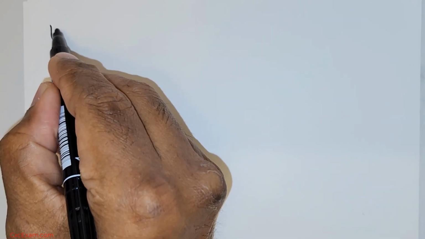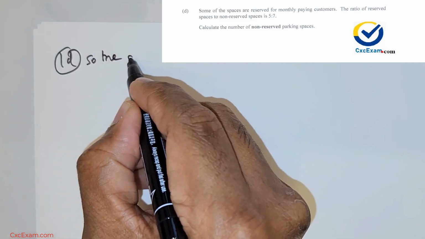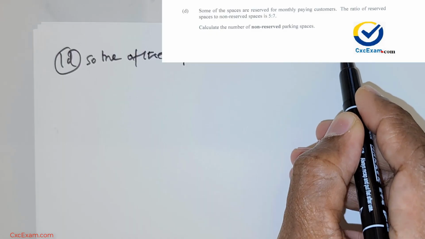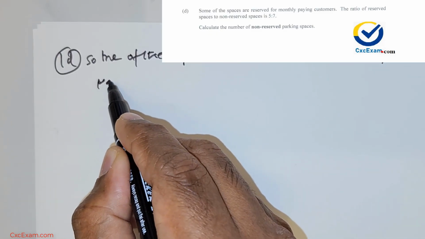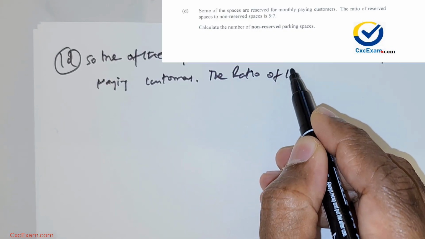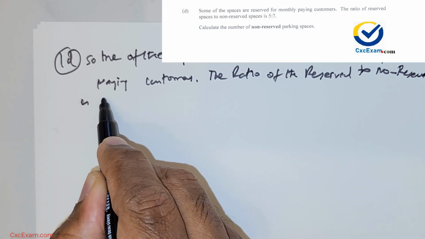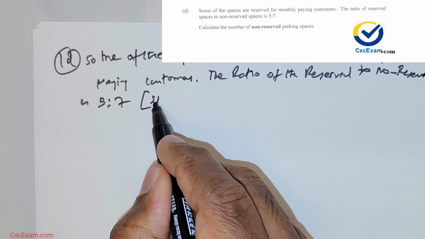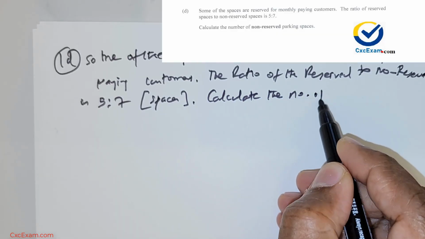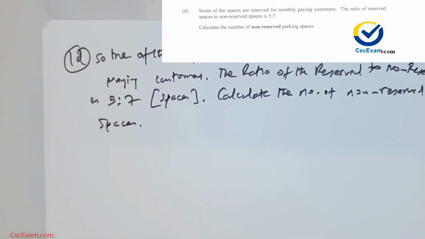Let's move on. Now this is the next part, 1D, and the question is as follows. Some of the spaces are reserved for monthly paying customers. Now the ratio of the reserved to non-reserved is given as 5:7. So they are talking about the spaces here. Now what they are asking us is to calculate the number of non-reserved spaces. Okay, so this is what is required.